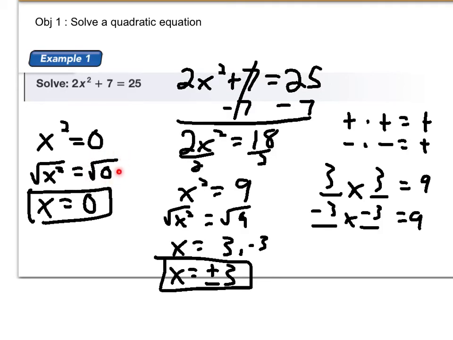So anytime there's 0 underneath the square root, that's the only time you're going to get one answer, instead of two answers for your solution. Because again, we can't have positive and negative 0. But for 9, we can have positive and negative 3 as its square roots. Alright, let's go on to the next slide.